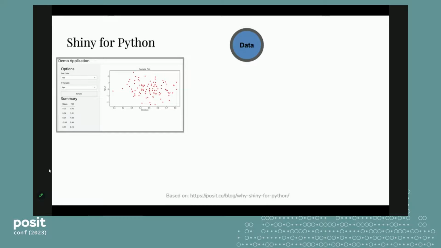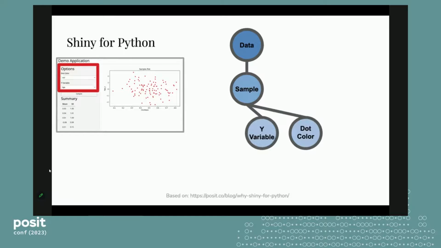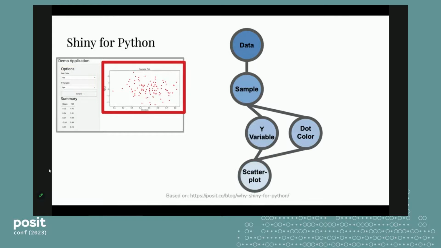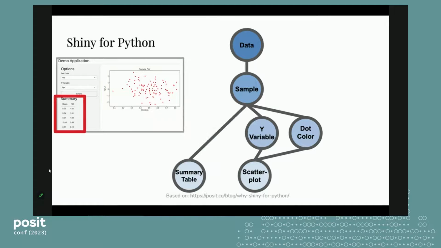For instance, we start off our app with some data. And then if we press the action button, we take a sample of that data. From that sample, we might rely on the fact that users are going to choose the color and what's on the y-axis of our scatter plot. And using that, we then build our scatter plot. Then, of course, we have that summary table, which doesn't rely on the y variable for our plot or the color of the dots in our plot, but does rely on the sample that we've randomly taken from our data.